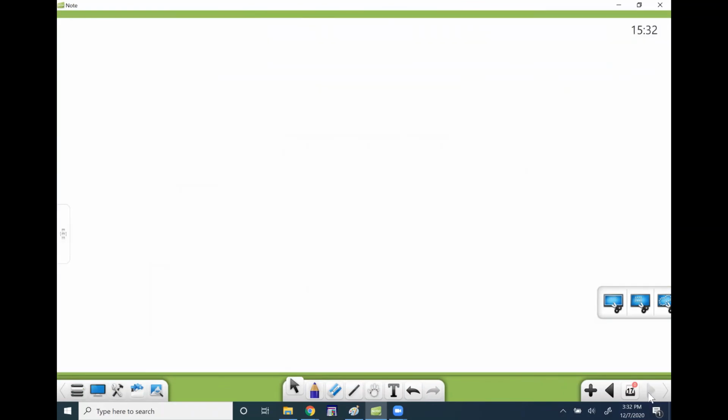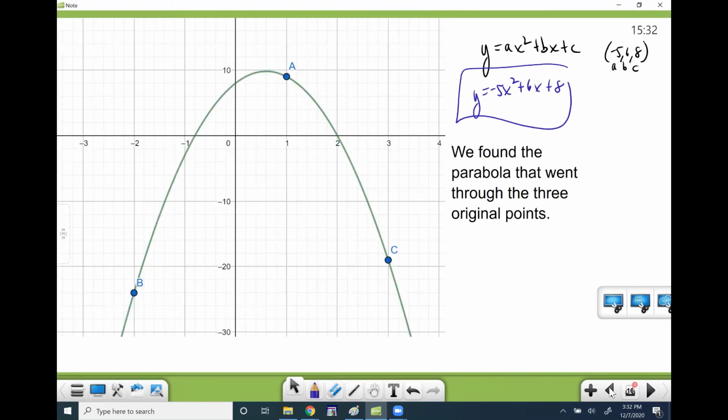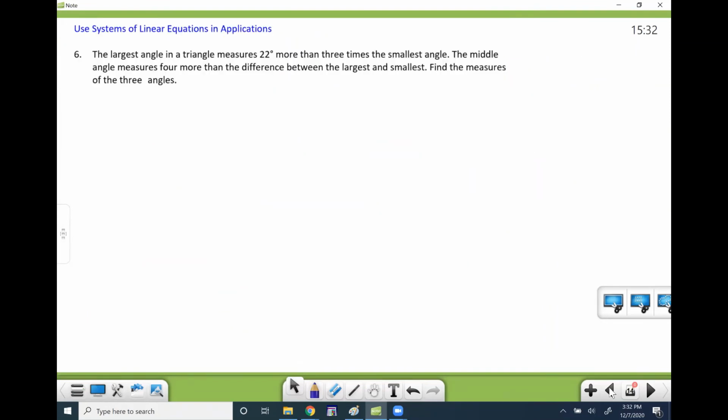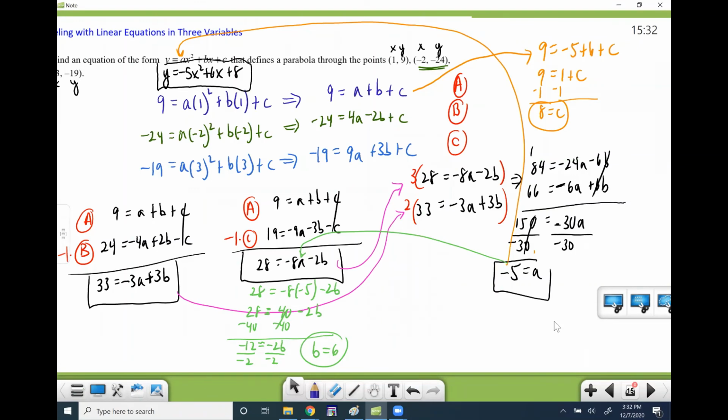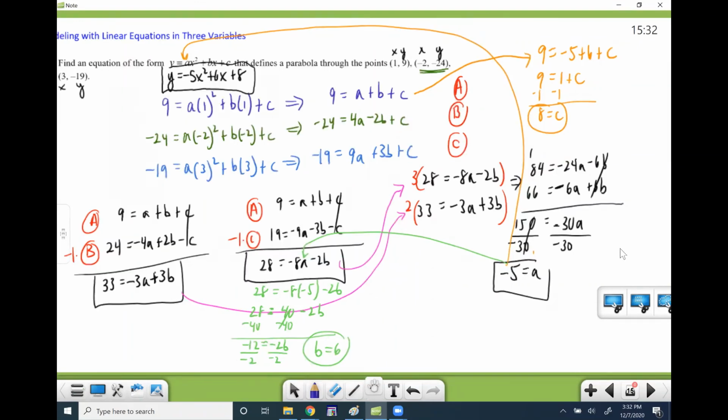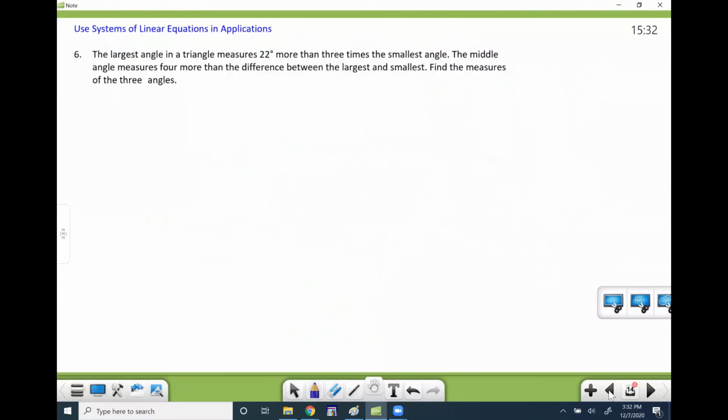Okay. All right. Oops, I thought we had a word problem. Did I do them out of order, you guys? I did do them out of order. How did I skip 6? All right, number 6. The largest angle in a triangle measures 22 degrees more than 3 times the smallest. The middle angle measures 4 more than the difference between the largest and the smallest. Find the measure.